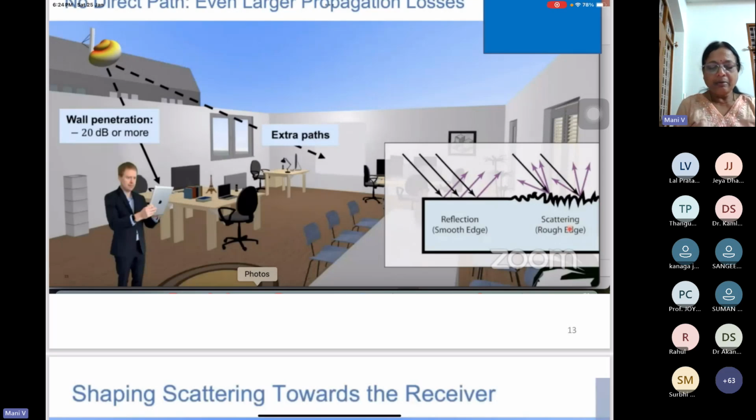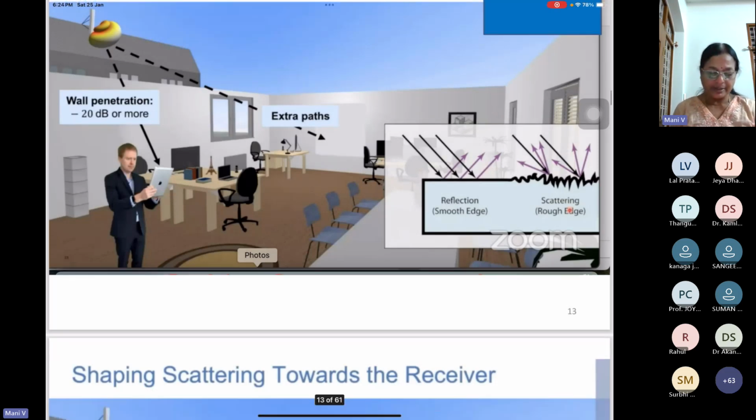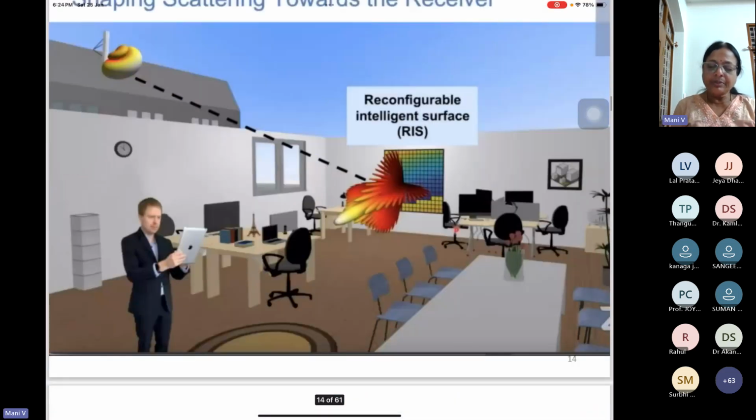Where the signal is coming through the window, at that place, if you place an IRS, then the IRS makes the signals transmit even further larger distances. That is the concept he has used, the reconfigurable intelligent surface, RIS. Because of this RIS, he could receive the signals with more SNR.